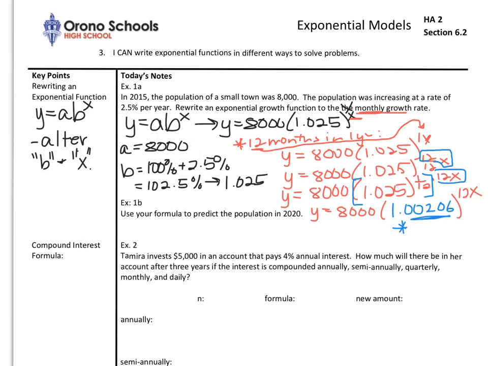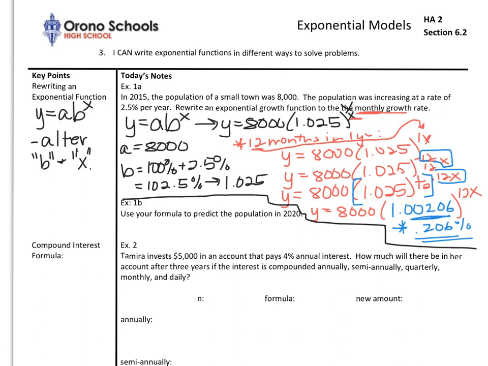And in percentage form, that would be about 0.206%. What that means ultimately is each month, the population isn't growing significantly, but over the year, they get a 2.5% increase. You won't always be asked to change the growth rate, but if you do, that would be the process to follow.